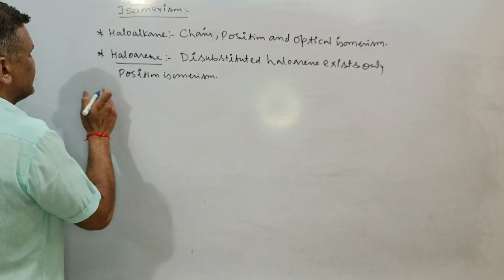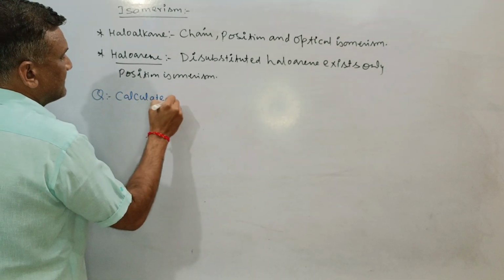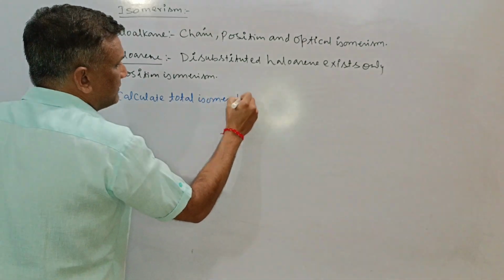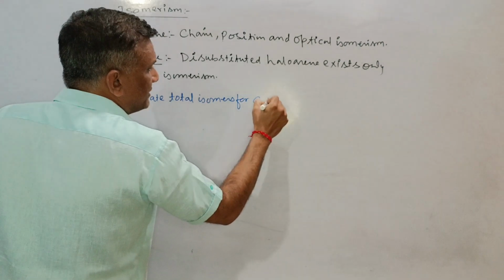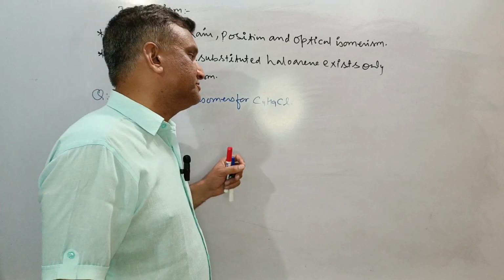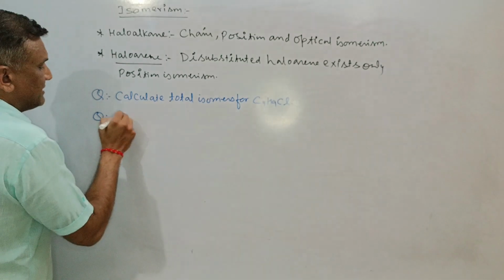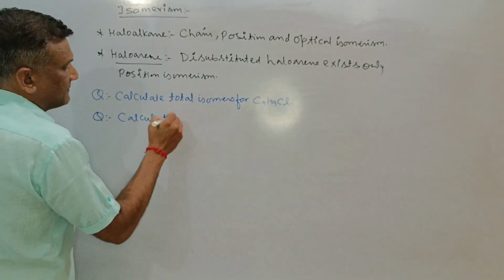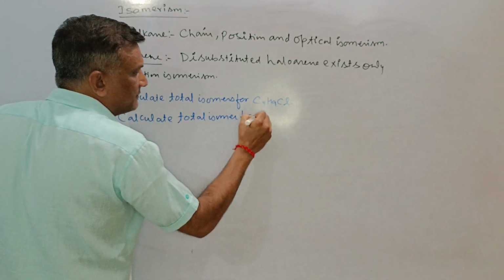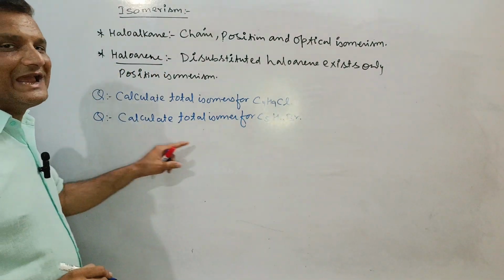So we can take as a question: calculate total isomers for C4H9Cl. It is the best question of the NCERT and also a board question. Question number 2: calculate total isomers for C5H11Br. This is the second question.